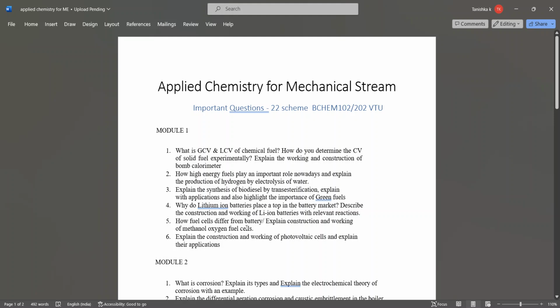How fuel cells differ from battery, or explain construction and working of methanol oxygen fuel cells. Explain the construction and working of photovoltaic cells and explain their applications. So these are the important questions from module 1.